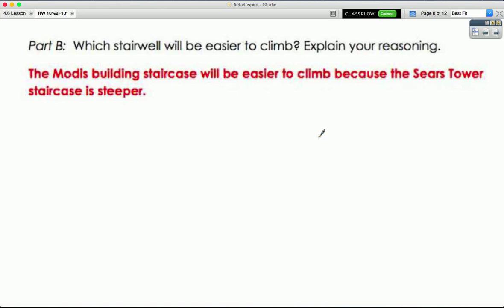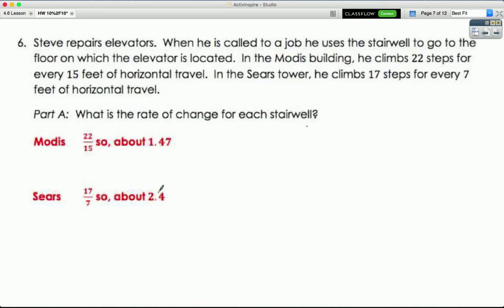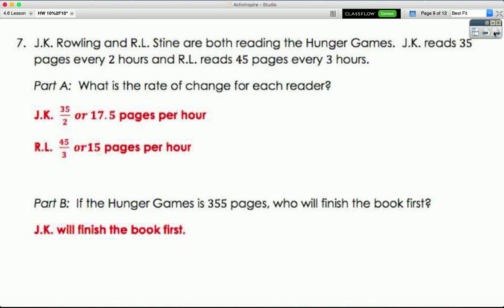Explain your reasoning. So we're looking for the one that is less steep. So the Modus building staircase will be easier to climb because the Sears Tower staircase is steeper. When we look back at our rates of change, the higher number, remember, gives you a steeper line, which means that is going to be a steeper stairwell and it's going to be harder to climb. So Modus would be easier.